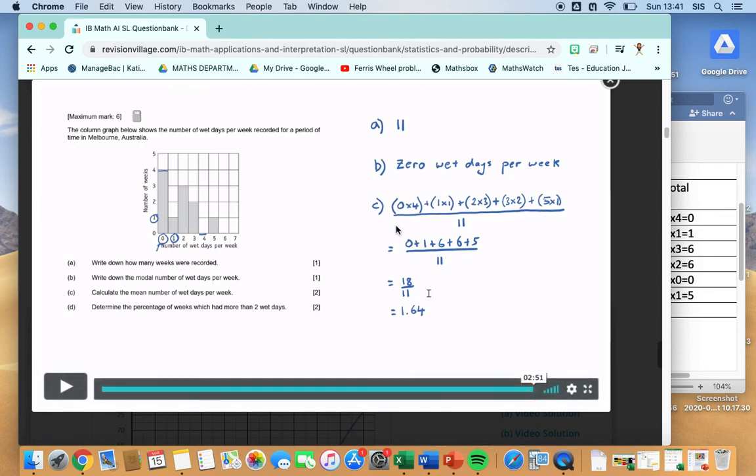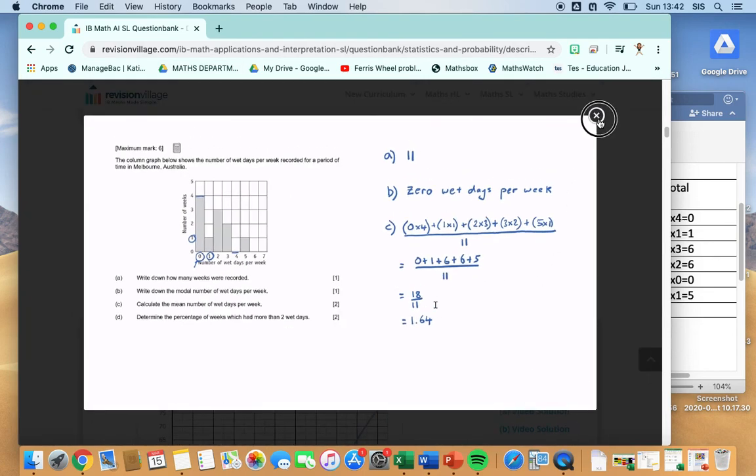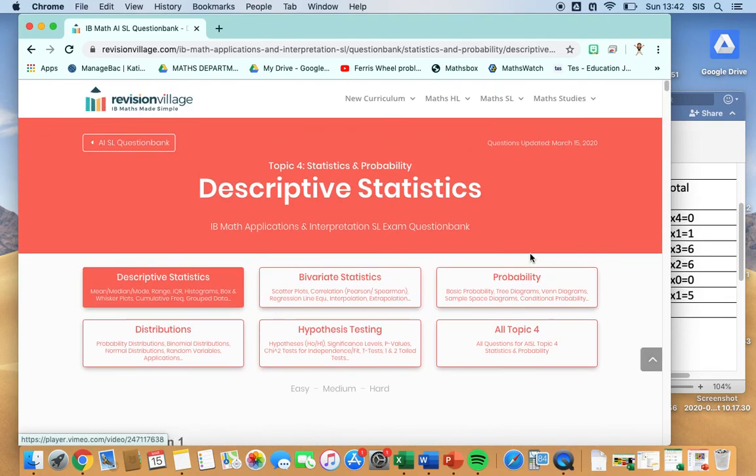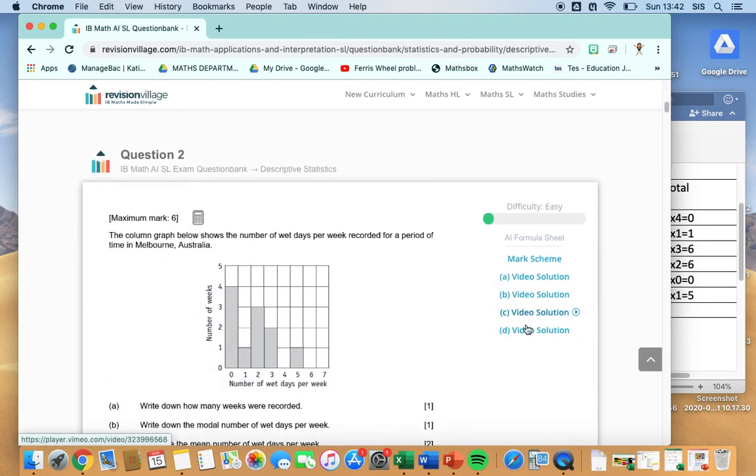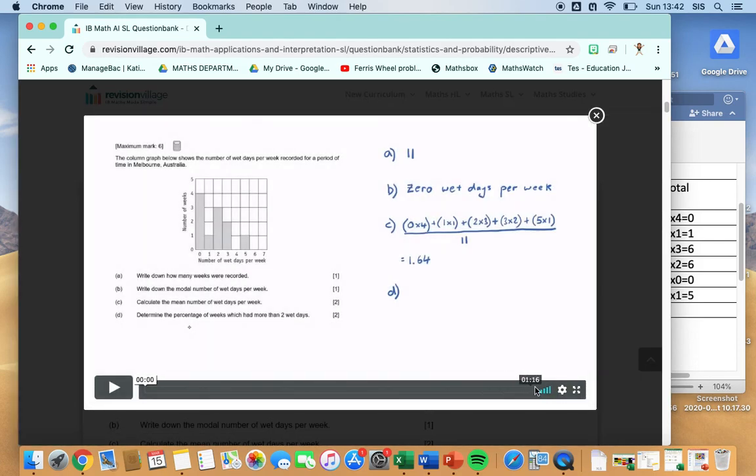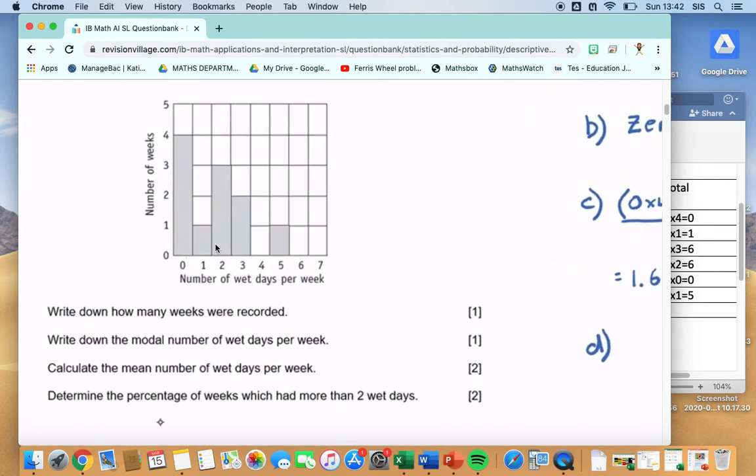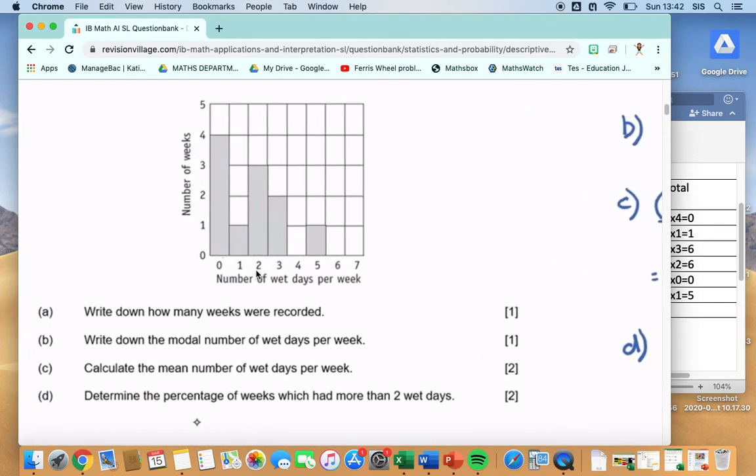Now let's finally move on to question D. If we have a look at question D this time, we will find the following. It's asking us to determine the percentage of weeks which had more than 2 wet days. So we need to look carefully at our graph. So we know that altogether there are 11 weeks, but we need to see out of the 11 weeks, how many of those weeks have more than 2 wet days. So we need to focus on this bar and this bar.